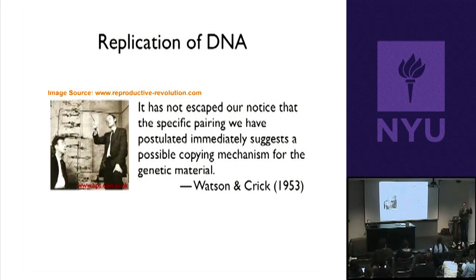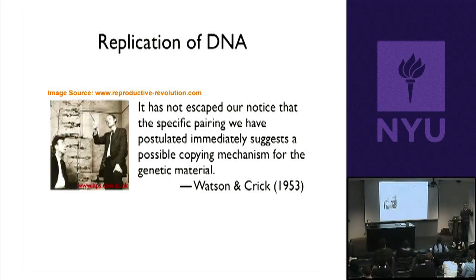Okay? So what they saw was that if you have this double structure and you separate it, then you could reconstitute the whole double structure again just by copying off the strand that you have. Everywhere you see an A, you put a T. Everywhere you see a G, you put a C, and so on. And then you get two identical copies of the thing you started with.